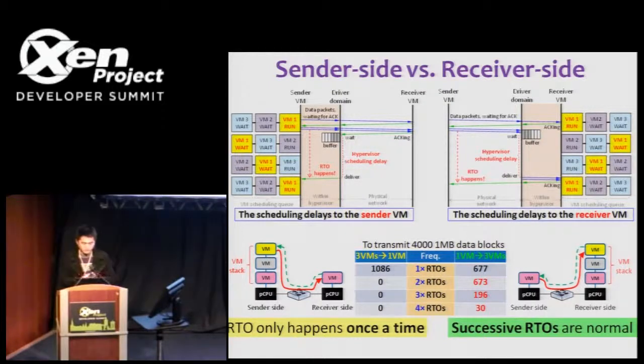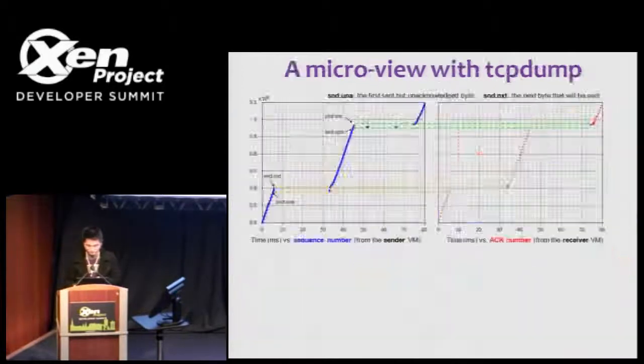In this experiment, it shows that when the sender VM suffers scheduling delays, RTO only happens once after it wakes up. However, when the receiver VM suffers the scheduling delays, RTOs can happen multiple times before the receiver VM wakes up, which we call successive RTOs.